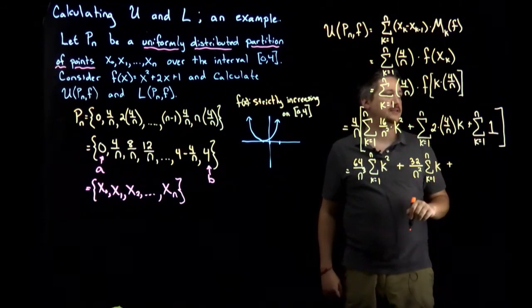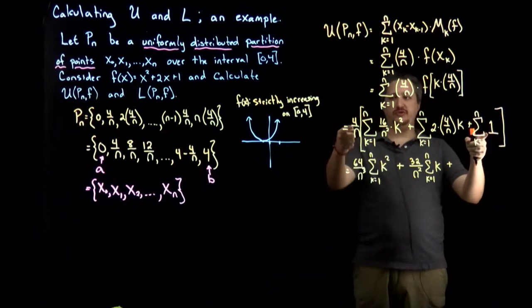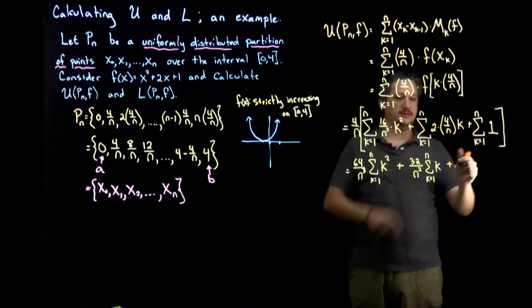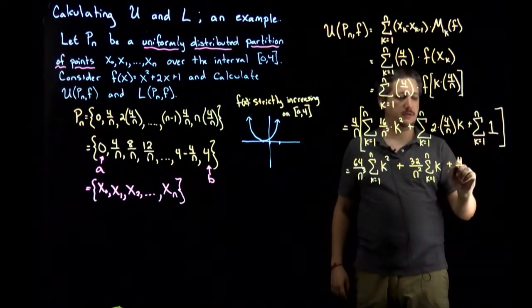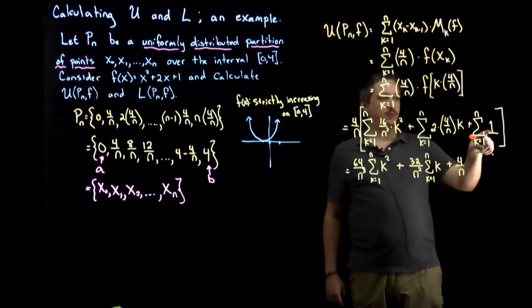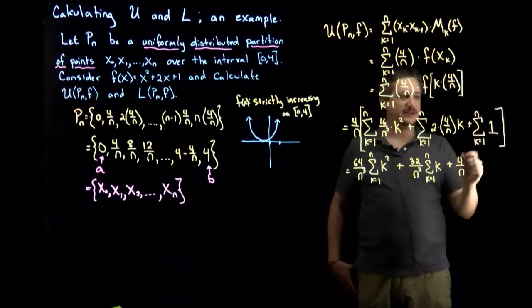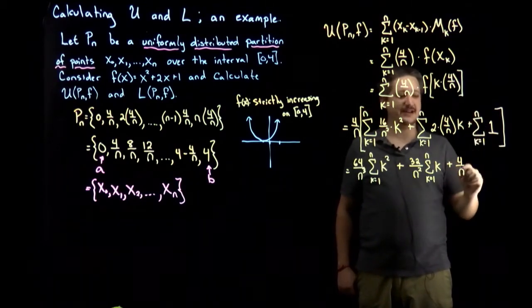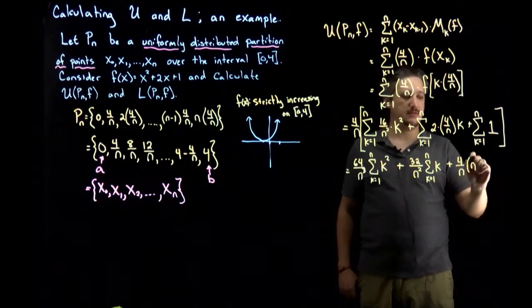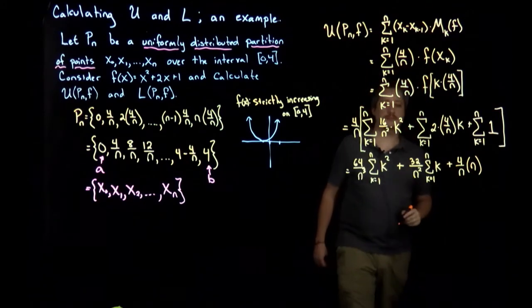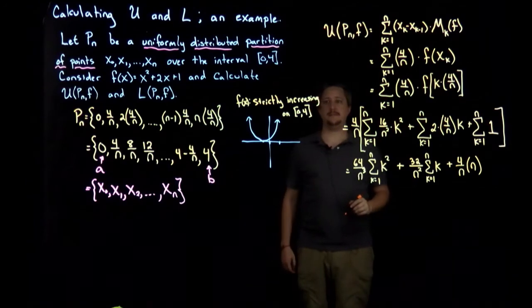And last but not least, this thing, I'm just going to have the 4 over n come in. And if you remember, the sum of just 1, k equals 1 to n, is just going to be n ones added together, so this is just going to be n. Okay?